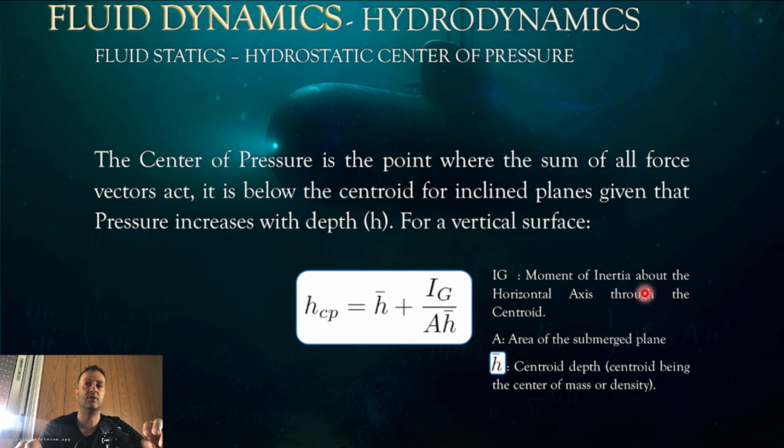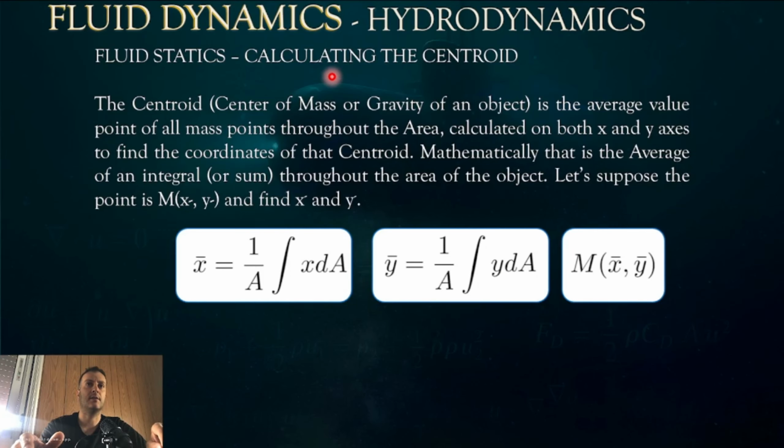Ig is the moment of inertia about the horizontal axis, the tendency to rotate because it is slanted. So it is the moment of inertia about the horizontal axis through the centroid, relative to the center of gravity. A is the area of the submerged plane, the external area, and h bar is the centroid depth, the centroid being the center of mass or density. Now, how to get the centroid?